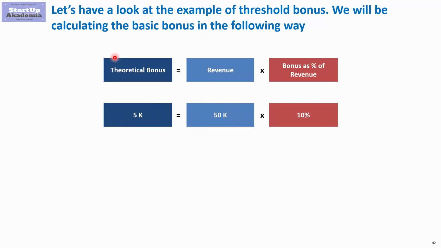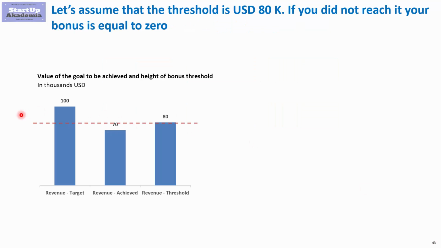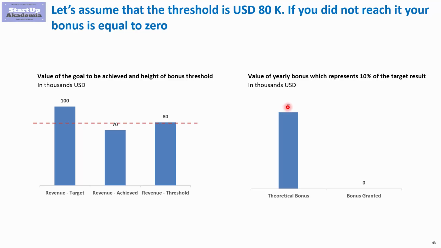If you have certain thresholds, the theoretical bonus that we have calculated, you might actually not get. And let's see how it works in practice. So let's imagine that the threshold for the goal is 80,000 and your target is 100,000. However, you have achieved just 70,000, so you're below the threshold. The theoretical bonus you should get is 7,000. This is 10% of the 70. Since you didn't reach the threshold, you get 0.